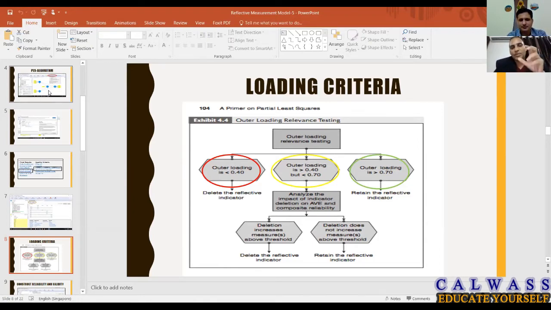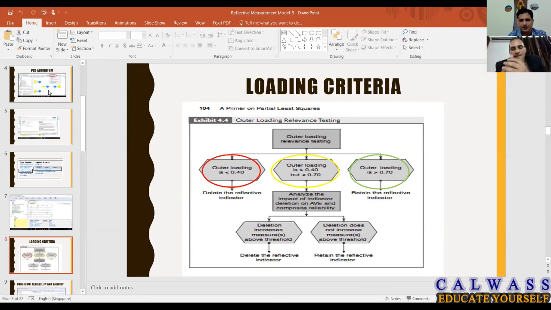So at times we have 5 items and 2 or 3 items have loading less than 0.70, then it is very difficult to get AVE greater than 0.5. The cutoff for the AVE should be greater than 0.5. So then we see which item we should delete. I'll be doing that as well. Which item should we delete? We delete one item and then we run the algorithm again and we see if AVE has improved or not.